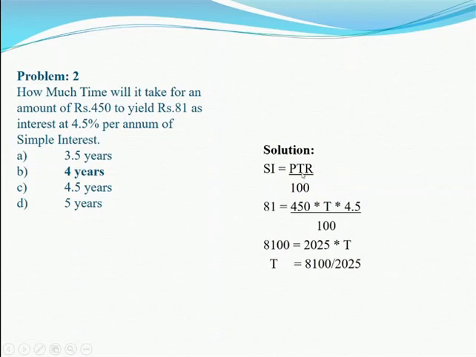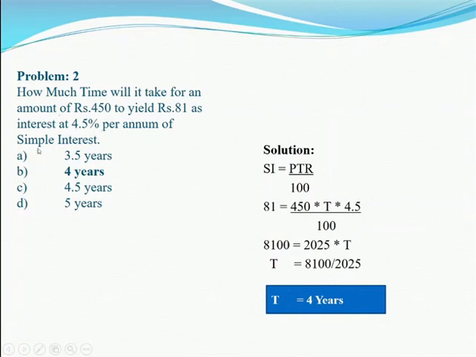SI is nothing but PTR divided by 100. So here we know that the simple interest is 81, P is 450, T is an unknown element, R is 4.5 divided by 100. So by cross multiplying, 81 into 100, we get 8,100 is equal to 450 into 4.5, that is 2,025 into T. 8,100 divided by 2,025 is nothing but 4 years. The correct answer for this particular problem is option B, 4 years.